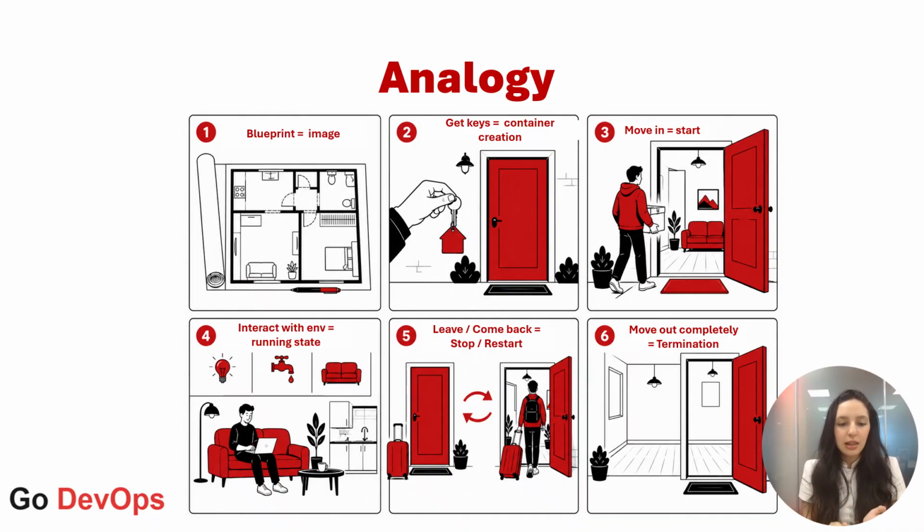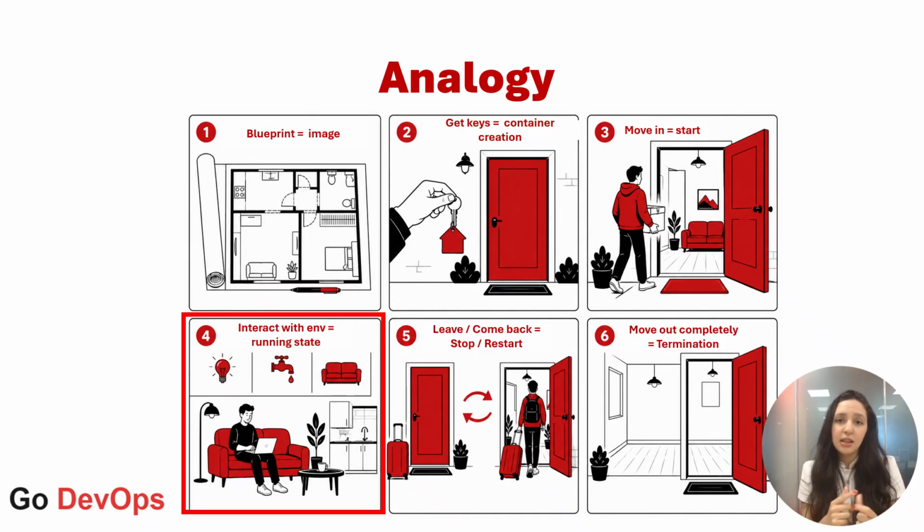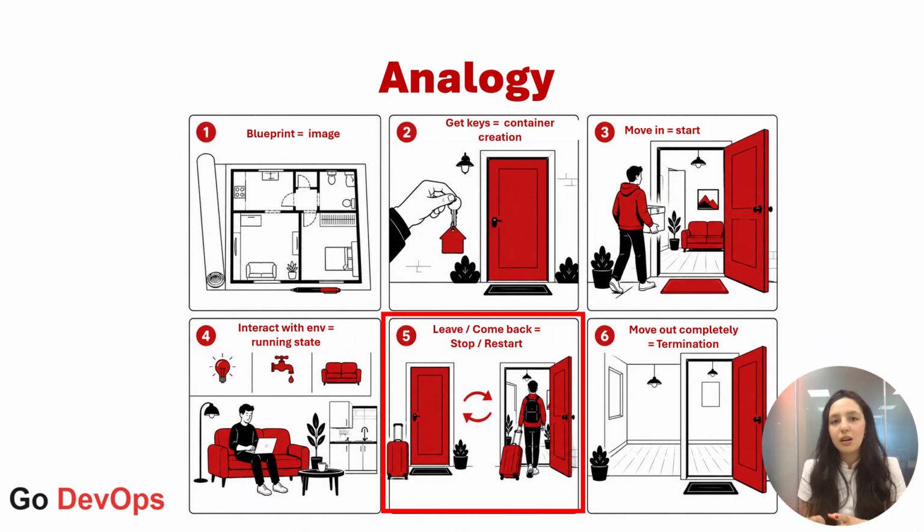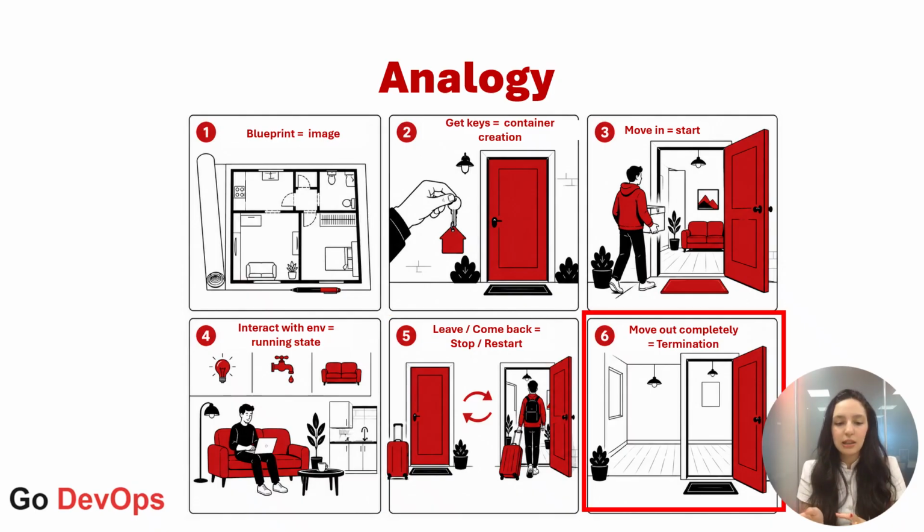And while they live there, they use electricity, water, and space. So they interact with their environment, and that's the running state. And sometimes they leave for a while and come back, so like stopping and restarting the container. And eventually they move out completely, so the apartment is empty again, ready for someone else, and that's the life cycle of a container. So now let's map this idea to how containers actually work in real practice.